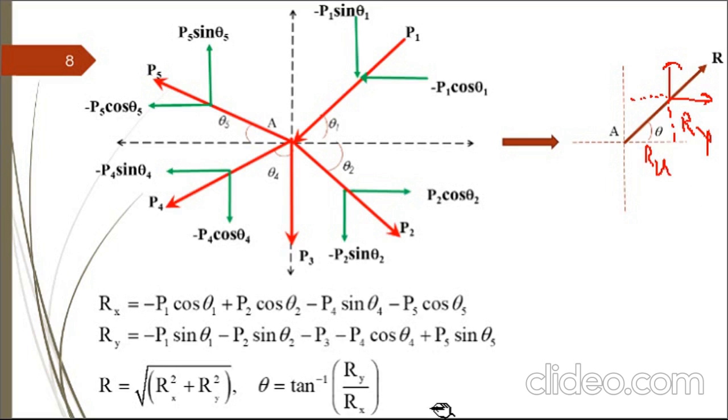So in this way, by using the resolution and composition method, we can determine the resultant force R. Now in the next videos we will solve some numericals to find the value of the resultant force by using all these different methods which we have learned, that is triangle law, parallelogram law, resolution and composition.